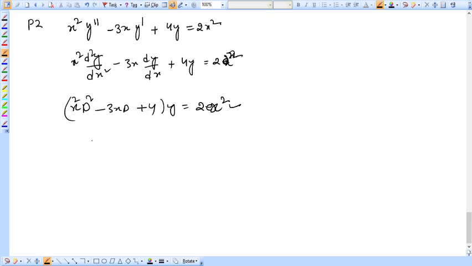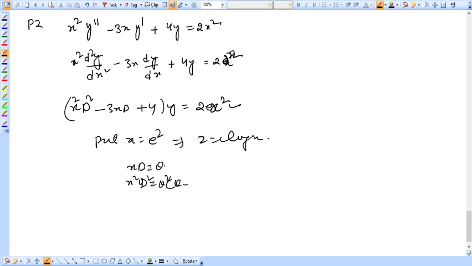Now we are going to put x is equal to exponential z. This implies z is equal to log x. In this way we get xD is equal to theta and x square D square is equal to theta into theta minus 1. Replacing this, the equation becomes theta into theta minus 1 minus 3 theta plus 4 y equal to 2.